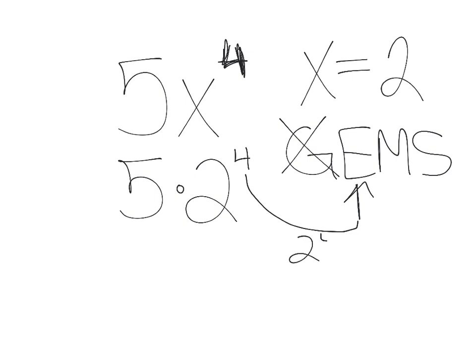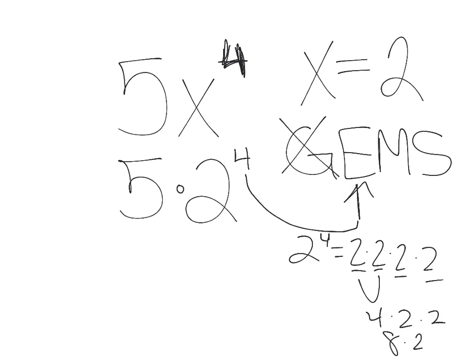So remember, 2 to the fourth is 2 times 2 times 2 times 2. You got to multiply 2 four times. 1, 2, 3, 4 2's being multiplied together. So 2 times 2 is 4. 4 times 2 is 8. And then 8 times 2 is 16. So 2 to the fourth power is 16.